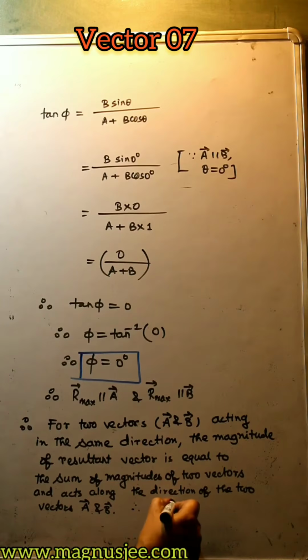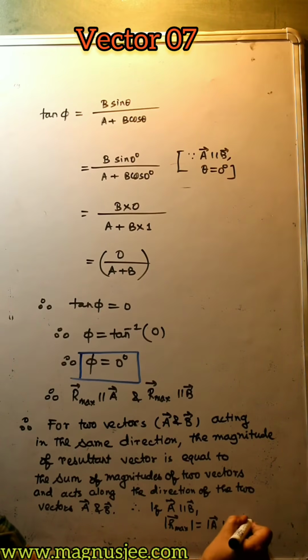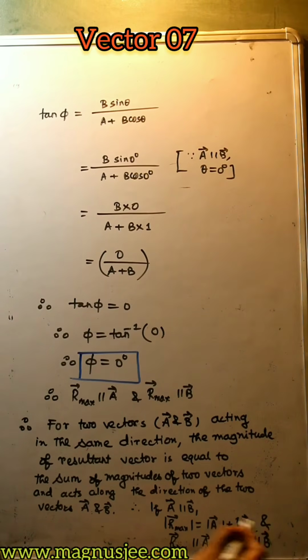Therefore, if vector A is parallel to vector B, then the maximum resultant vector R max, magnitude R max, will be equal to mod vector A plus mod vector B, and the R max vector, the maximum resultant vector, will be parallel to vector A, and R max vector will be parallel to vector B.